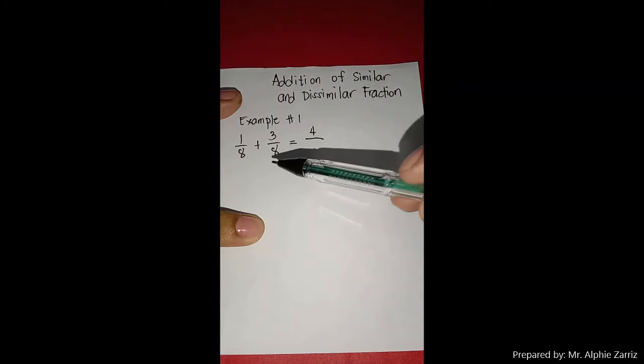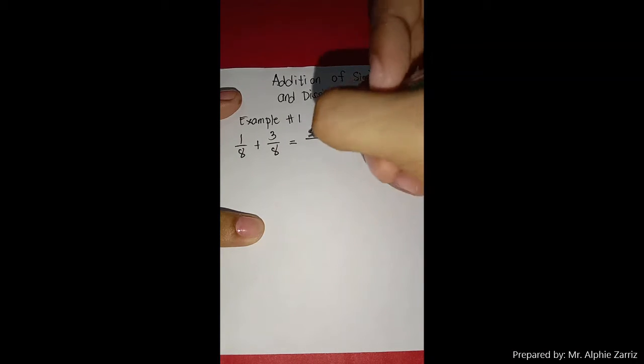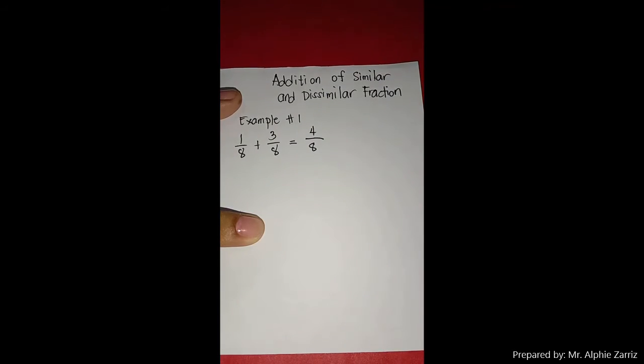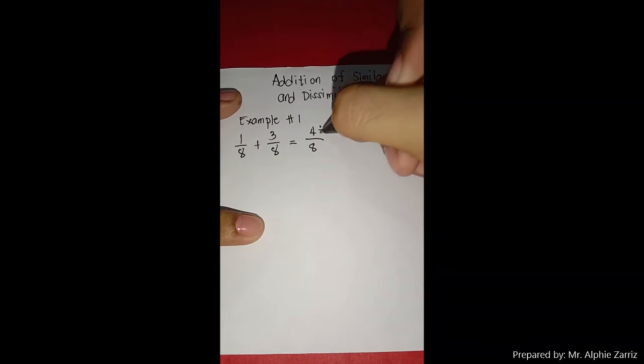The next step is to copy the denominator. We just copy this denominator. And the last step is always to express the answer in lowest terms, if possible. So how do we know if it is possible to reduce our answer to lowest terms? By getting the GCF, or we think of a number that is compatible with the numerator and denominator. We will use division here.